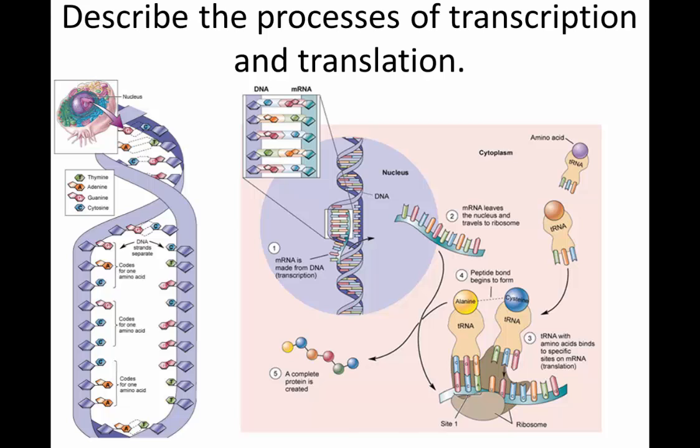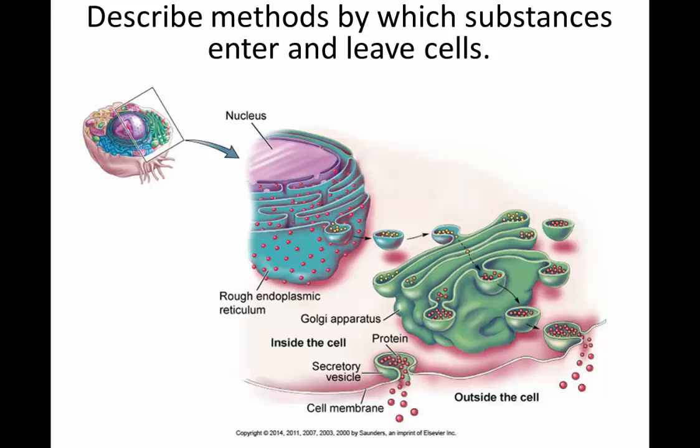These proteins that are formed may remain within the cell itself. Maybe they're some of those structural proteins in the plasma membrane. Maybe they are enzymes that cause reactions within the cells. But some of them might be transported to the surface of the cell and released to cause other functions within the body. And so this brings us back to describing methods by which substances enter and leave cells.